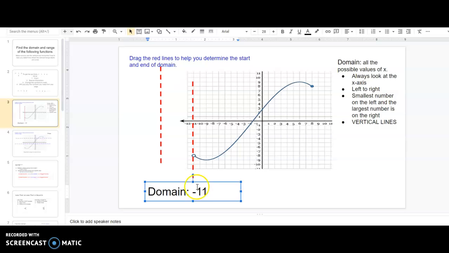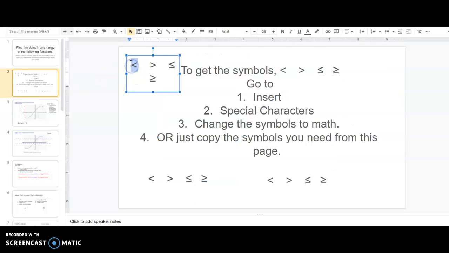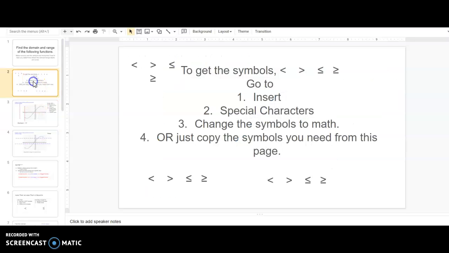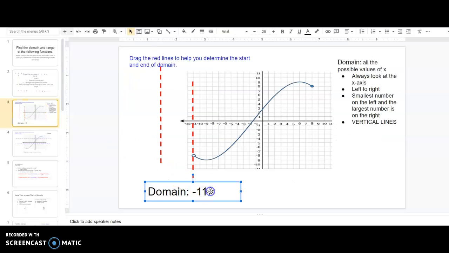Now, let's think about all these numbers that follow. All the numbers that follow are bigger than negative 11. So negative 11 is not greater, but less than. So I'm going to go over here and highlight this less than symbol to put it into my Google Slides. What I did is I highlighted it and pressed Control C on my computer. And so I'm going to put it right here. I'm going to put negative 11 is less than, Control V, paste it, less than x. Why am I putting an x there? Because I'm talking about domain, and domain is all the x values.